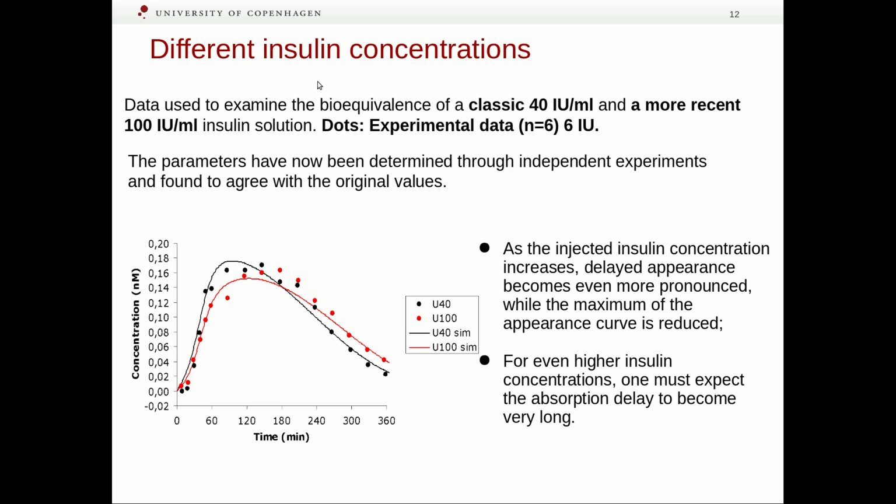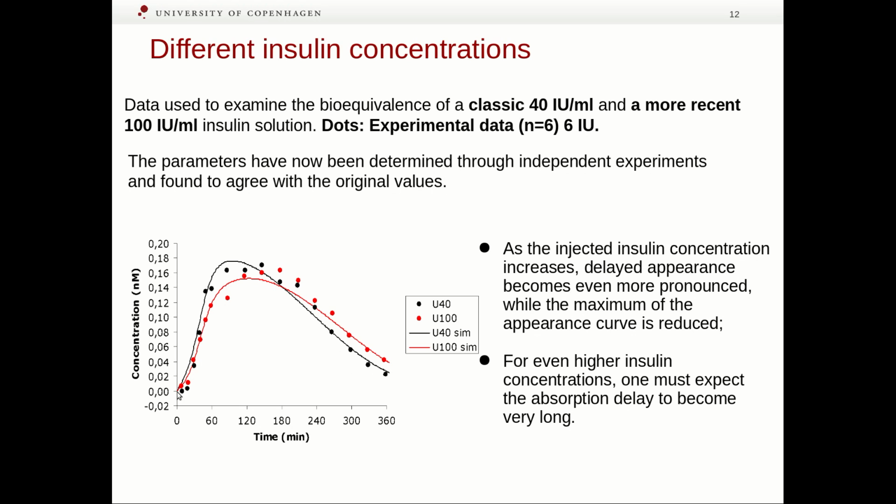The next slide shows what happens as the insulin concentration in the injection insulin increases. The classical insulins have a concentration of about 40 international units per milliliter. Today it's more common to use insulin with a concentration of 100 international units per milliliter. Here we have compared the model predictions with the original data or parameters for the 40 international units per milliliter and 100 international units per milliliter curves.